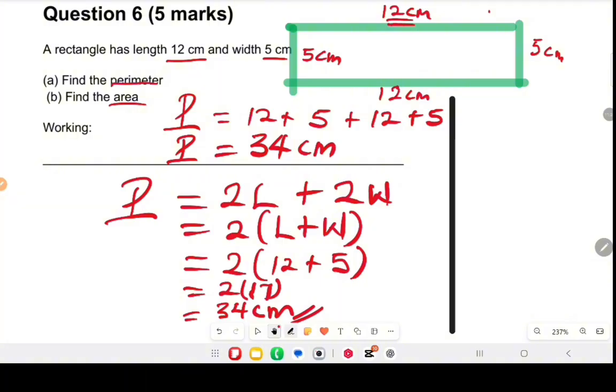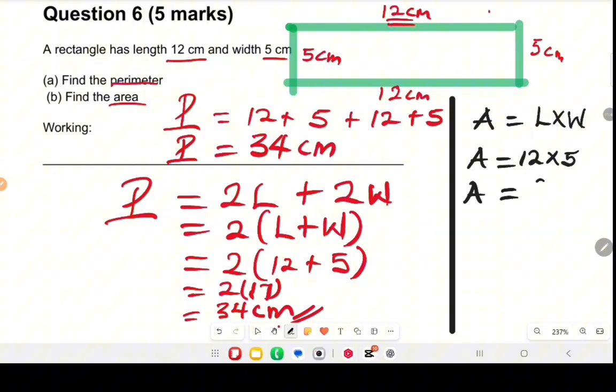Then we move further, we find the area. Area of a rectangle is length times width or breadth. And the length is equal to 12 times breadth, which is 5. Then our area is equal to 60 centimeter squared. So that is the answer.